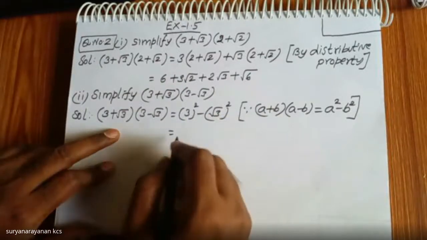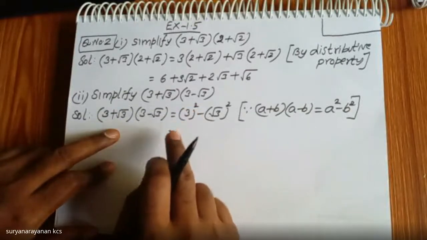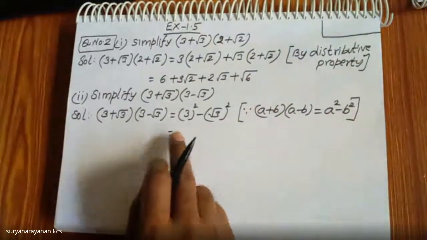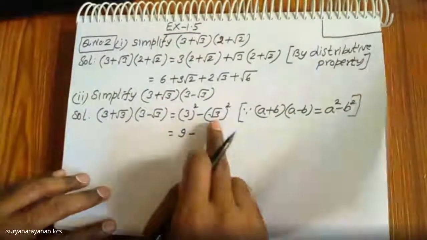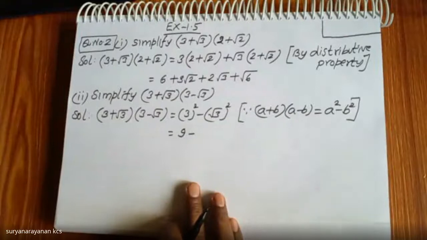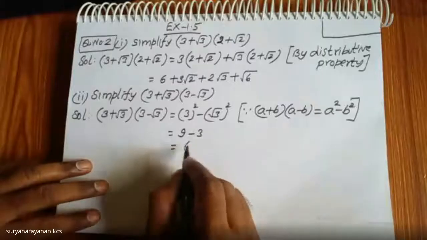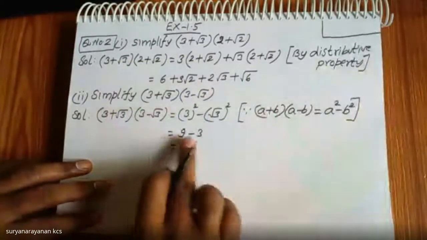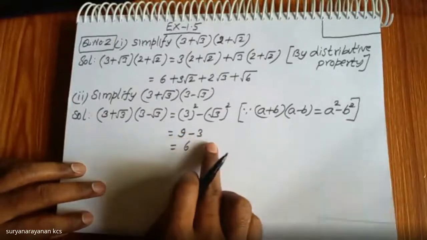Okay, my children. Then what is the value of the first term? 3 square. What is the value of 3 square? Can you tell me, Mansi? 9. Yes, very good. Minus, what is the value of root 3 whole square? So 3. Yes, very good, my dear Bibina. Sir, answer is 6. Yes, very good. 9 minus 3 is 6. We can simplify these two numbers because they are rational numbers.